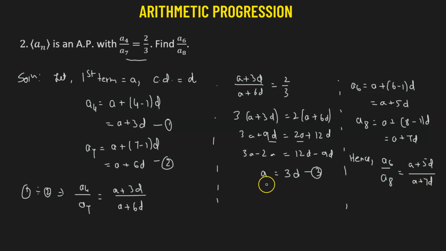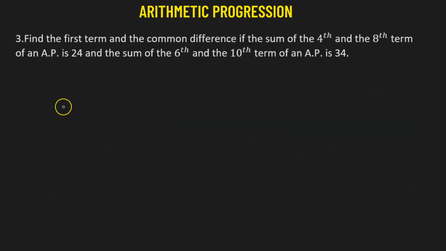We have already obtained the value of a as given in equation number 3, which is a equals 3d. So if we replace this a value with 3d, in the numerator we're going to get 8d, and in the denominator we have 10d, and on simplification we will get the ratio 4:5. So the ratio of a6 to a8 is given by 4:5. Let's move on to the next problem.